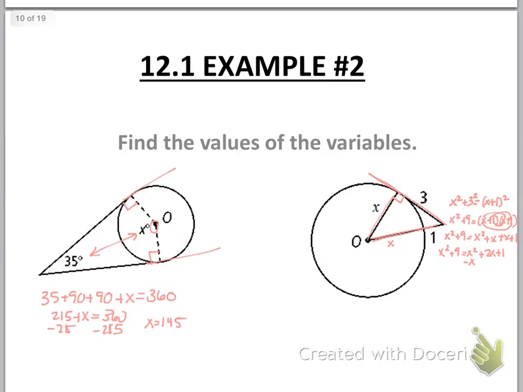So let's go ahead and move that x squared over. Well, x squared minus x squared cancels on both sides. So we're going to subtract 1, divide by 2, so x equals 4 this time. So that would be my radius for both of those x's.